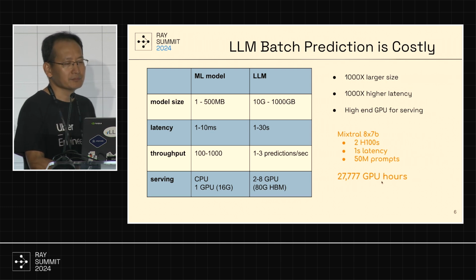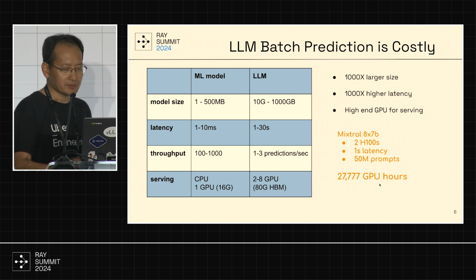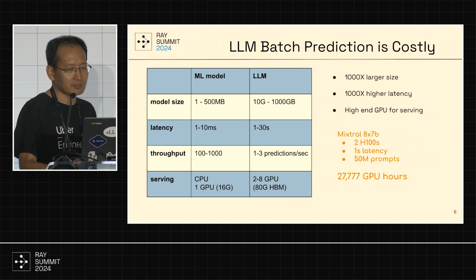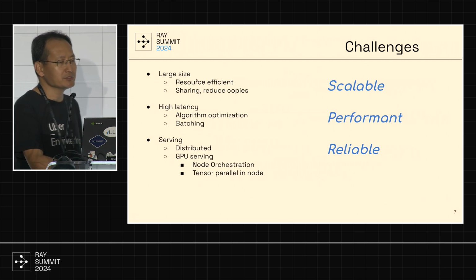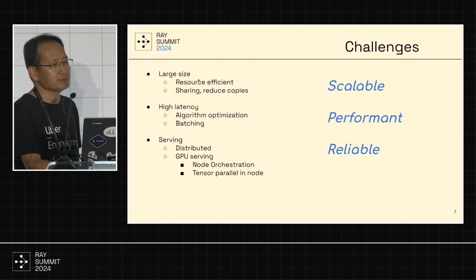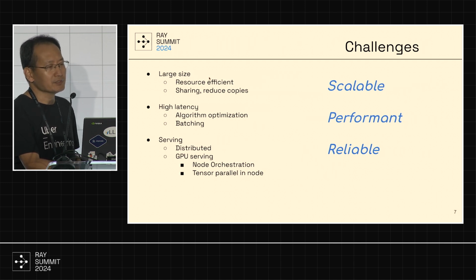So it's prohibitively expensive, and you cannot finish on time. Certainly you need a distributed system to handle it. To highlight the challenges, one is the large model size we mentioned. Basically, you're going to put some resource pressure. One is to save them.